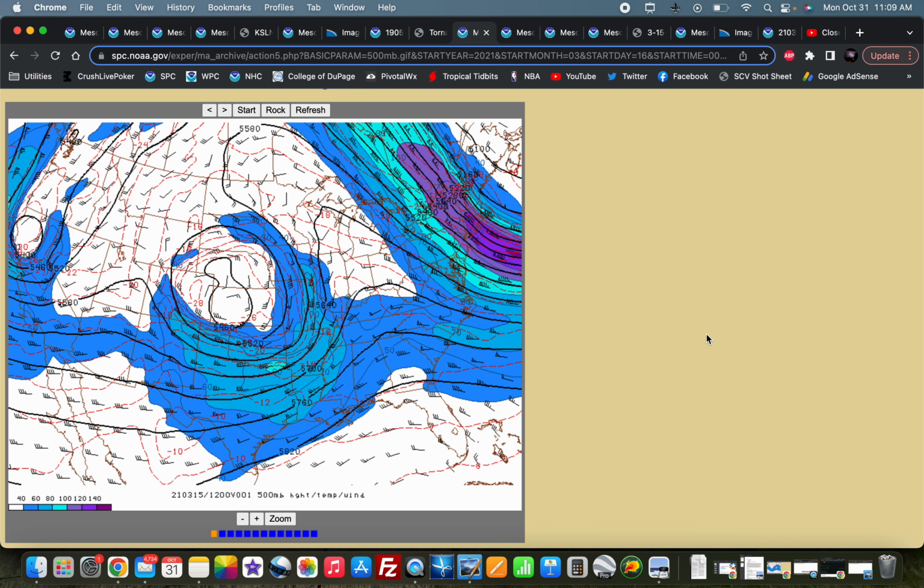Let's go ahead and look at another one. This is a little bit more marginal. This is one that I actually chased, near a tornado that occurred near Olathe, Kansas, near Kansas City, on March 15th, 2021.